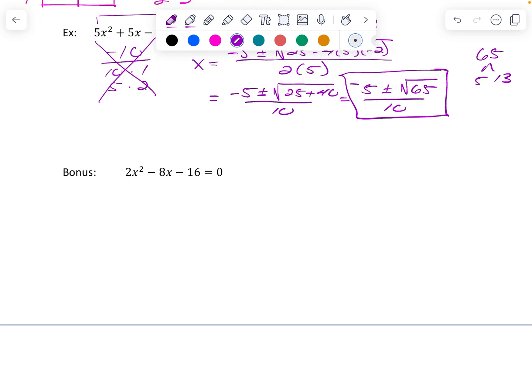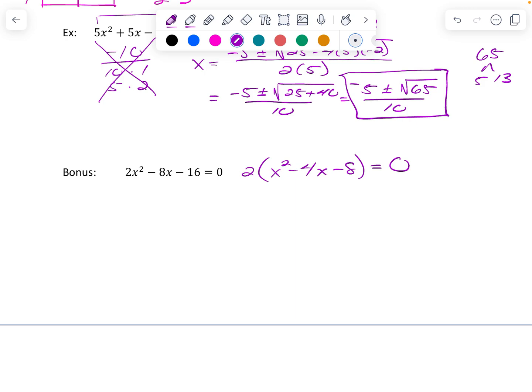Final bonus question. Did I... no, this is different. Okay, I thought this was the same question I did the other day. So for this one, we're going to factor out that 2 first. So x squared minus 4x minus 8 equals 0.